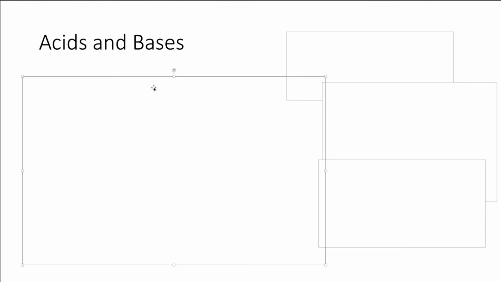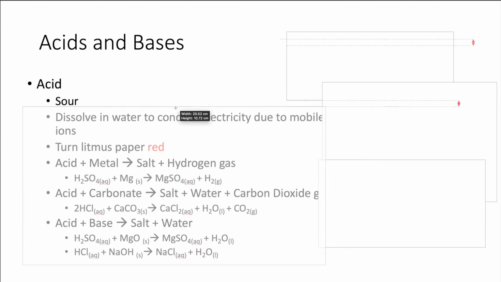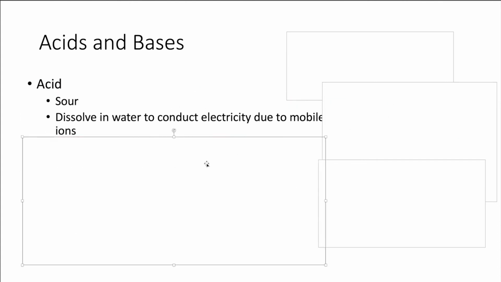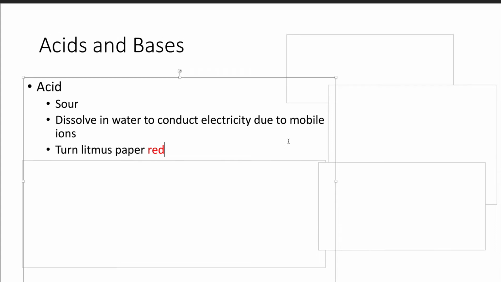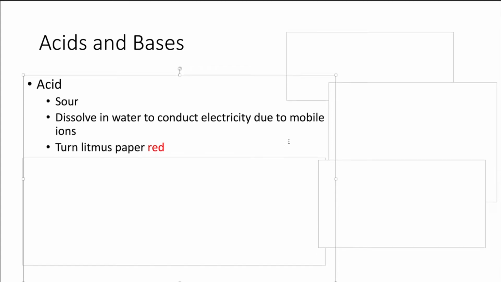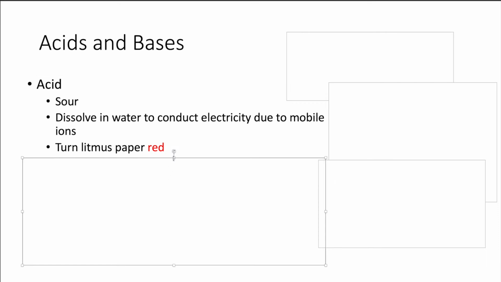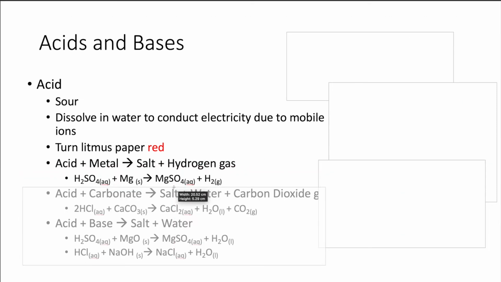They have the following very common properties: sour, and they dissolve in water to conduct electricity, because of the ions, which can carry charges from one point to another. They turn litmus paper red. Of course, it's going to be the blue one to the red one, not the red one to the red one. And anything that has to do with acid, you can think of as things of the red color, the red, orange, yellow range of colors in the rainbow.